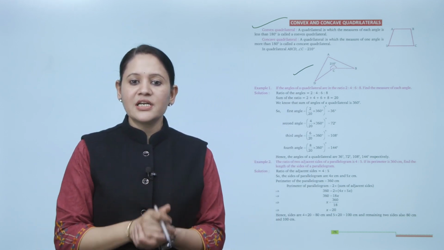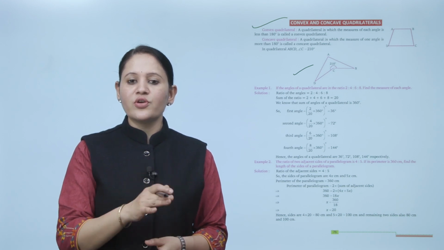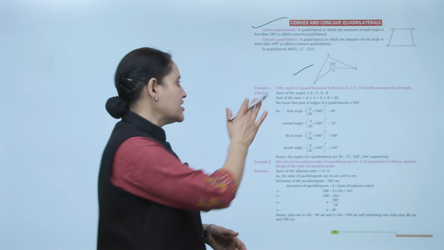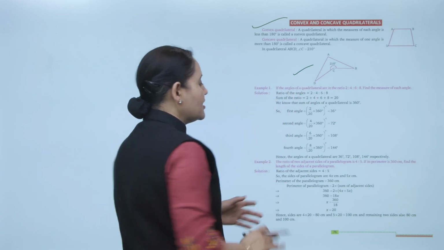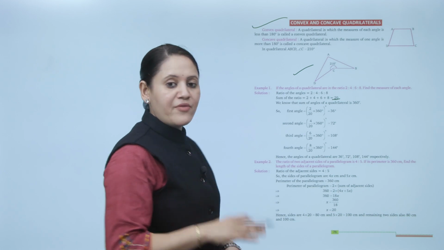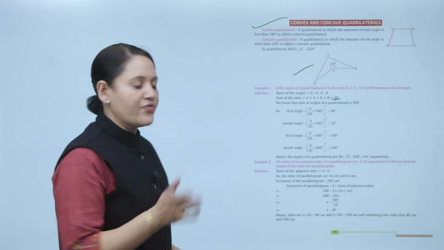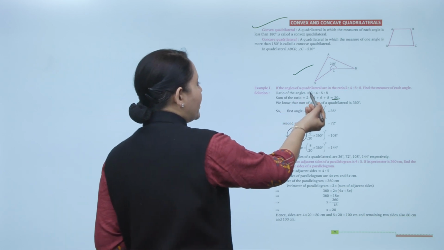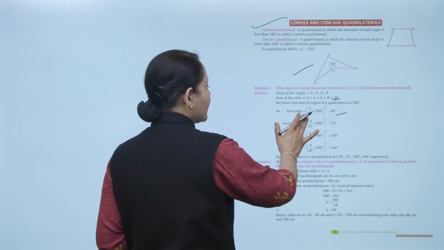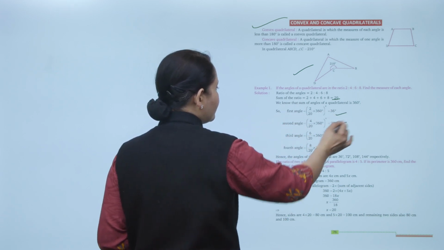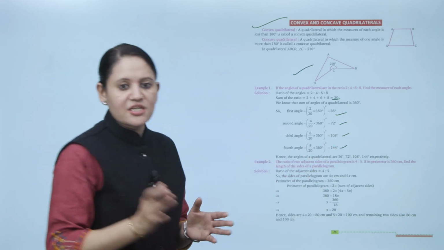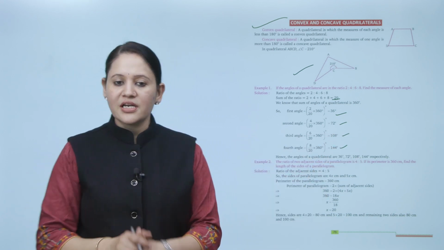Now we'll take an example. If the angles of the quadrilateral are in the ratio 2:4:6:8, find the measure of each angle. So the ratio is 2:4:6:8. What is the sum of the ratio? That is 20. As we know, the sum of the angles of a quadrilateral is 360 degrees. So the first angle is 2 parts, 2/20 of 360 is 36 degrees. Second, 4/20 of 360 is 72. Third is 108 and fourth is 144 degrees. These are the four angles of the quadrilateral.